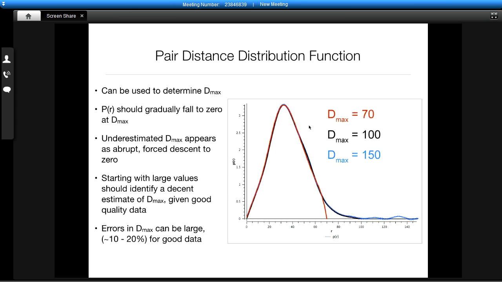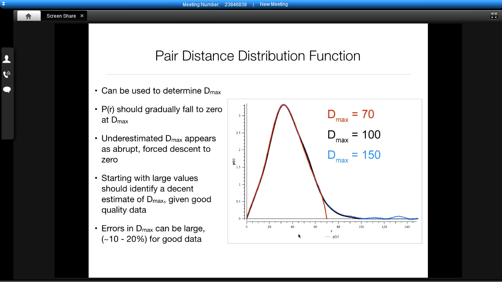So if you look at this example on the right here, for this protein, the Dmax is somewhere around 100. But if you notice that if you chose, say, 70, when you're estimating this in your software, it appears to have this forced abrupt descent to 0. And so that suggests that it really wants to go out to a higher R. Whereas if you give it a large Dmax, it falls off at around 100 and then just oscillates around 0. And so what that suggests is you want a smaller Dmax. And if you give it 100, you notice you get this nice gradual decay to 0.